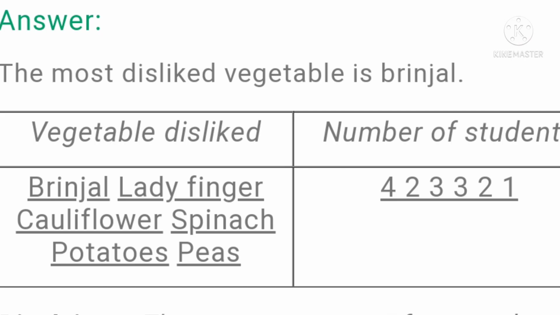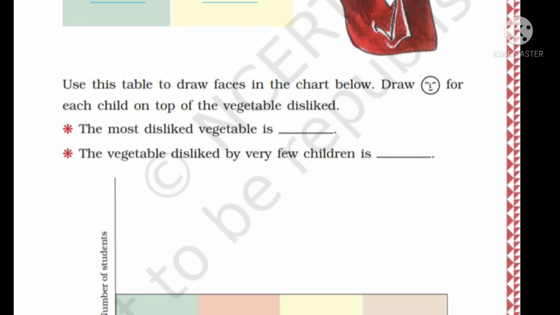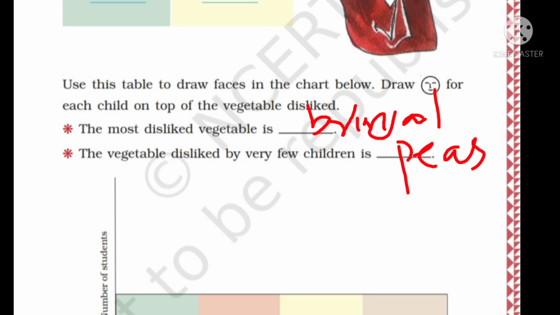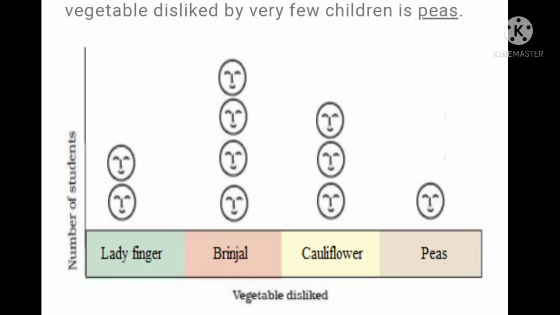Vegetables disliked: brinjal 4 students, lady's finger 2, cauliflower 3, spinach 3, potatoes 2, and peas 1. The most disliked vegetable is brinjal because 4 students dislike it. The vegetable disliked by very few children is peas because only one child doesn't like peas. So peas. Now we can draw the faces in the chart like this and finish the chapter.